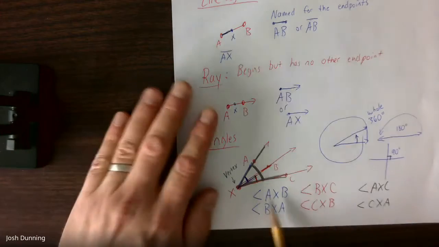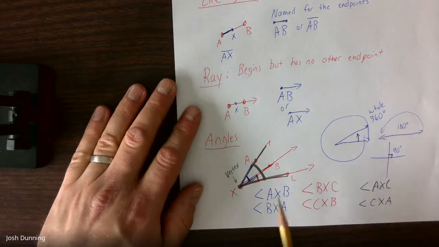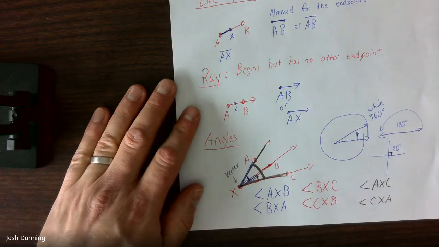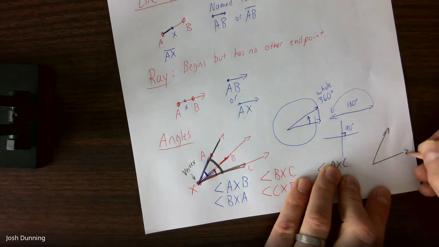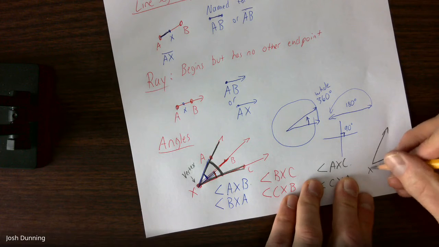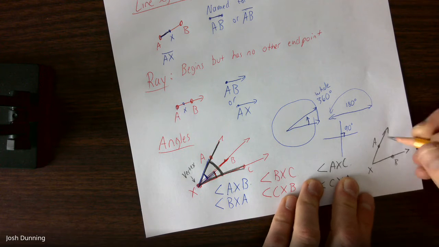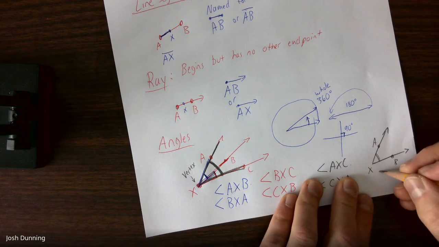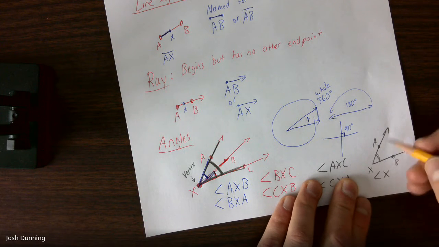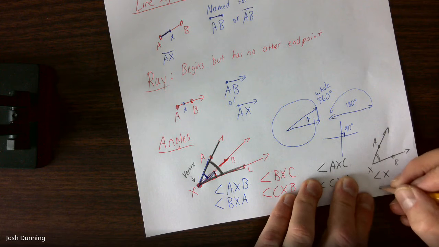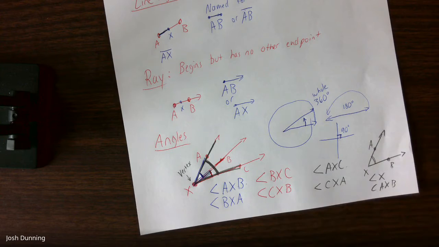Now, this is called the three-letter name of an angle. You have to use it when there would be more than one angle. But if we just take a look at one angle where there's no choice, see, there's only one angle here, right here. You could get away just by saying angle X. Or you could do the three-letter name, angle AXB or BXA.